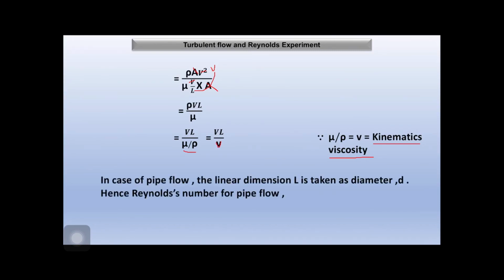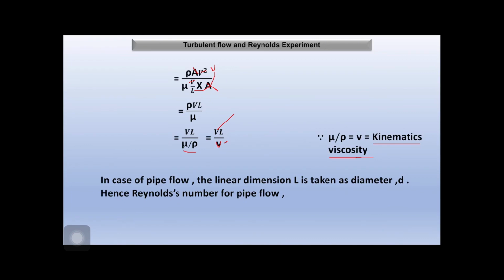If we divide this equation by rho, we get V into L by mu by rho, and mu by rho is nothing but the kinematic viscosity. So these terms will get replaced by nu. Finally, it becomes V into L by nu. Here V is the velocity and nu is nothing but the kinematic viscosity.